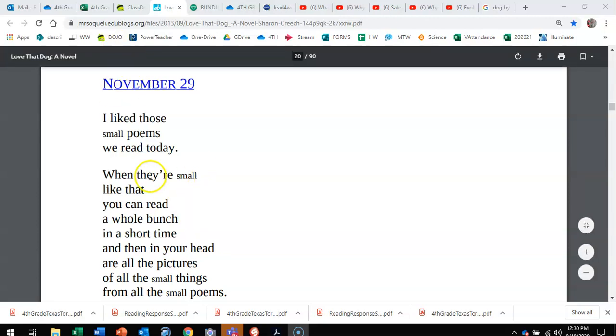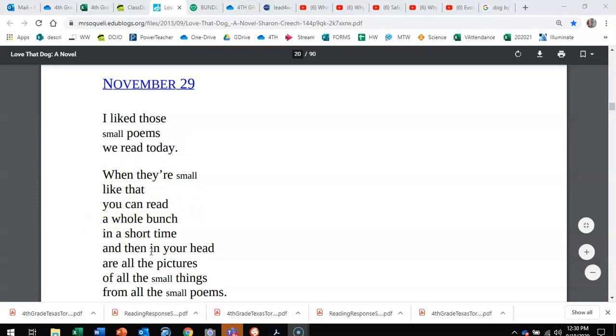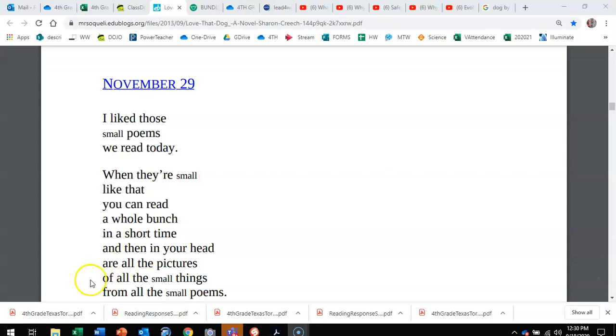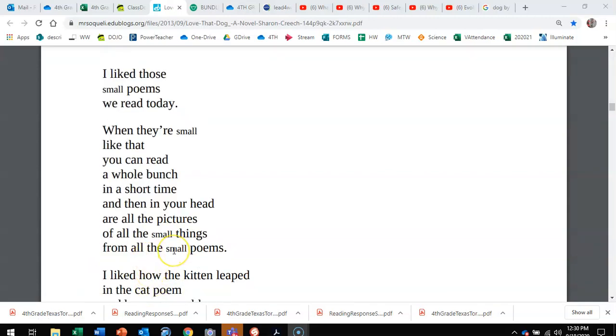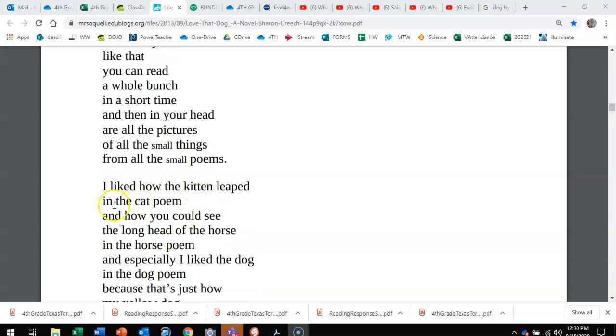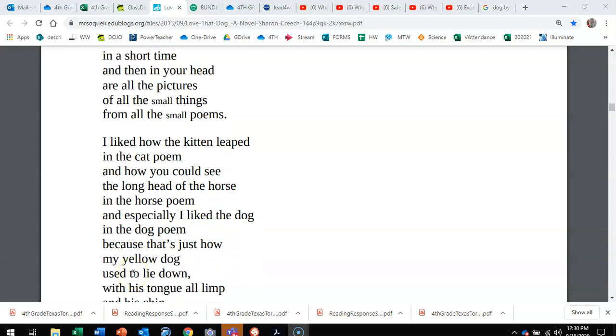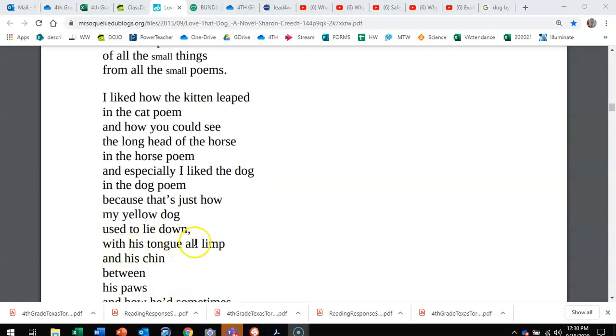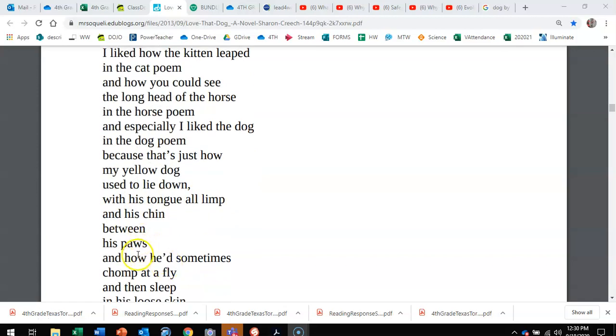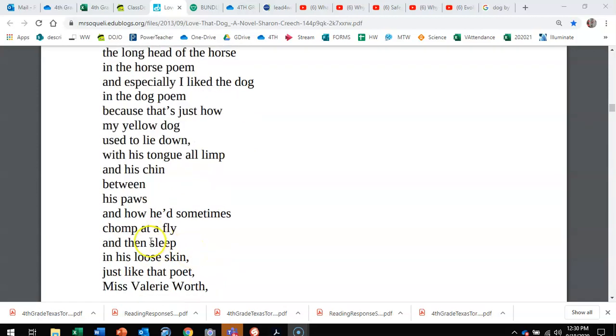I like those small poems we read today. When they're small like that, you can read a whole bunch in a short time. And then in your head, all of the pictures and all of the small things from all of the small poems. I like how the kitten leaped in the cat poem and how you could see the long head of the horse in the horse poem. And especially I like the dog in the dog poem because that's just how my yellow dog used to lie down with his tongue all limp and his chin between his paws, and how he'd sometimes chop at a fly and then sleep in his loose skin, just like that poet Miss Valerie Worth.